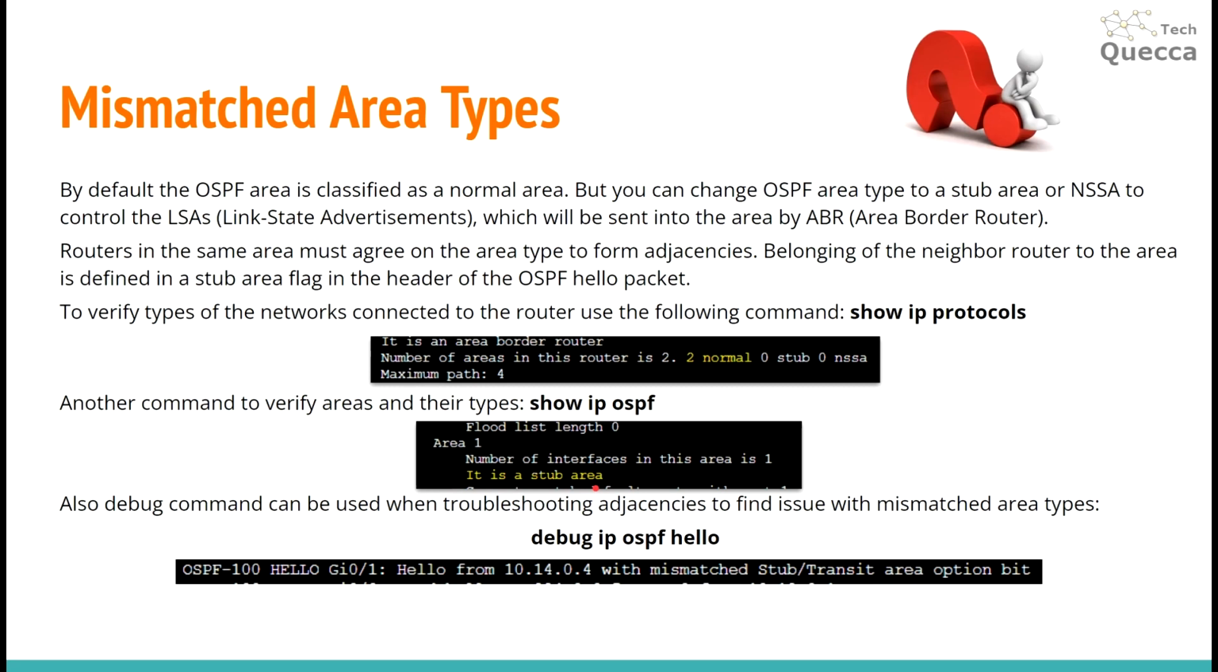Also, a debug command can be used when troubleshooting adjacencies to find issues with mismatched area types. We can use the command debug ip ospf hello, and then in the output, if we have mismatched area types, you will see a syslog message saying mismatched stub/transit area option bit.